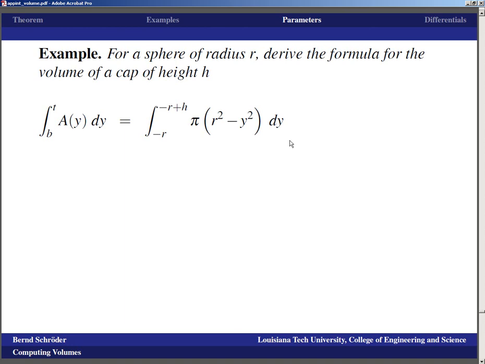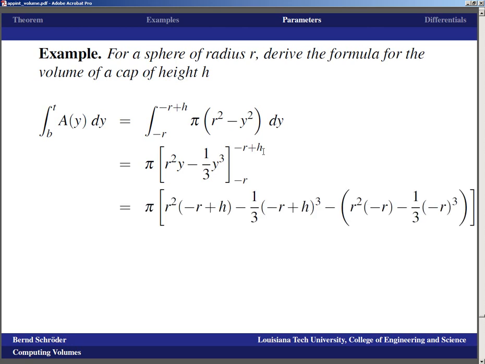And again, here is technically where the modeling is done. The rest is just solving an integral, which of course now is a little bit more demanding because we have to deal with the parameters, but we can do it. So we find the antiderivative. We keep the pi on the outside. The antiderivative of r squared with respect to dy, well, r squared is a constant, right? So it's just r squared y. And the antiderivative of y squared is, of course, 1/3 y cubed in the bounds from negative r to negative r plus h. From here on out, it's now just some ugly algebra.